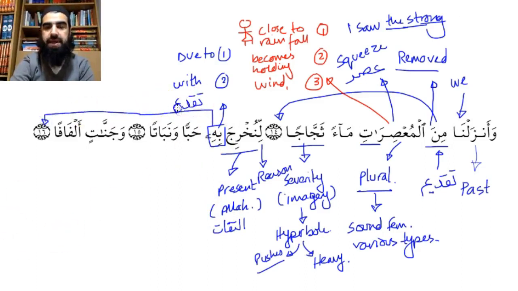Linukhrija habban wa nabatan wa jannatin alfafan bihi. Habban is an indefinite word over here. It's a nakira. Nabatan is the same, and jannatin is the same as well. Only difference is jannat has an adjective next to it. Jannatin alfafa. Okay, so we have the word habban is number one. Number two, we have nabatan. So it's like it starts off as a seed. Nabatan means like a plant. And number three is jannatin. It means like a beautiful garden. Yes, a lush garden is called a jannat.